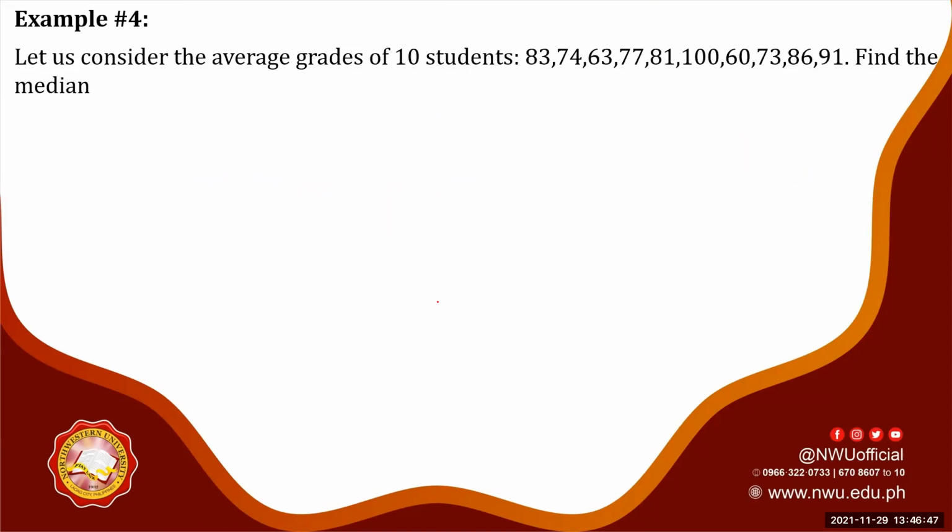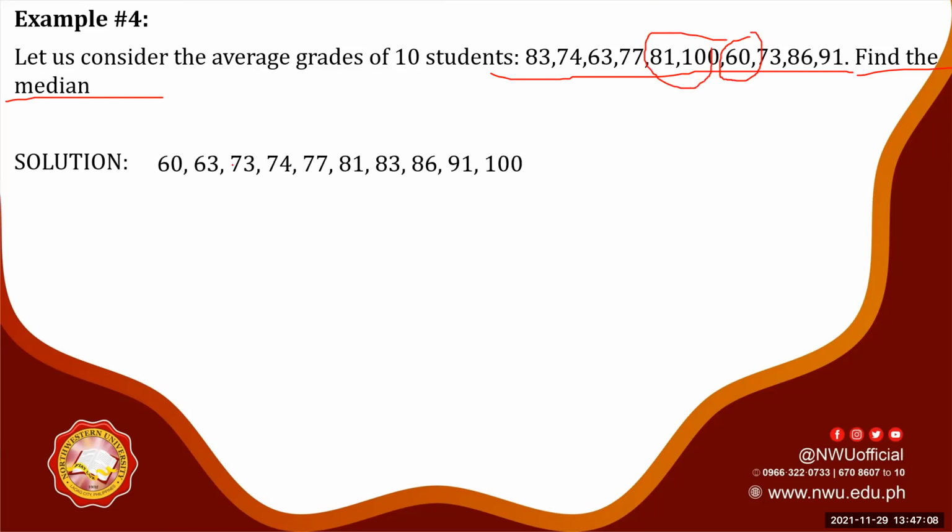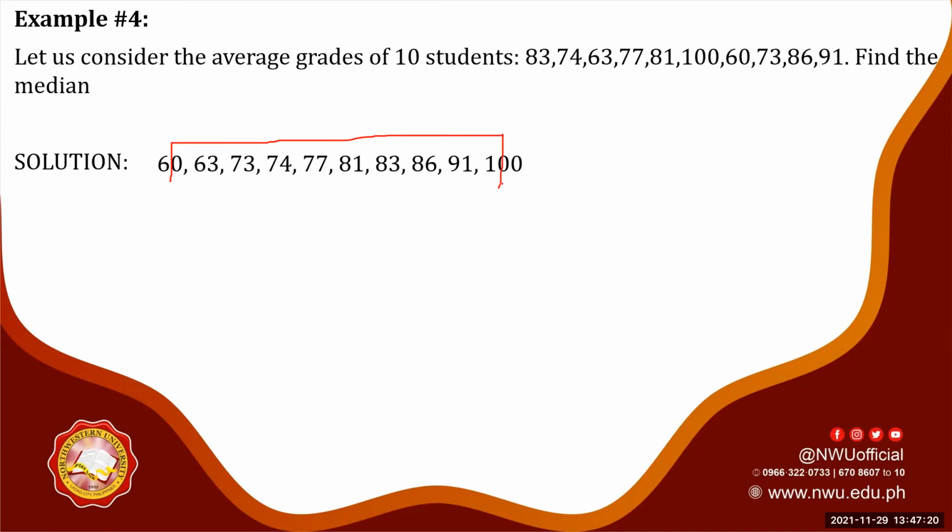But what if meron kang even number of items? What would you do? So first, before you get the median of the following data, ang gagawin mo muna is to arrange them. Based from this, makikita mo na ang lowest value is 60, while the highest value is 100. So that's 60, 63, 73, so on and so forth until you get 100. Now, if you will do again what I did kanina, which is to eliminate by pair, you will be getting 60 and 100, 63 and 91, 73 and 86, 74 and 83.